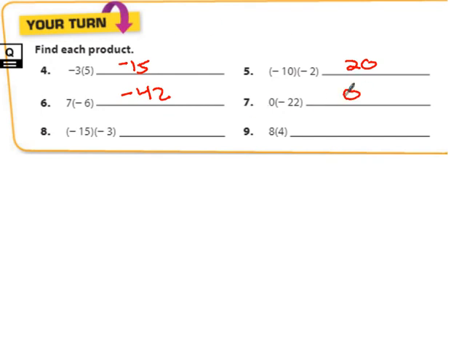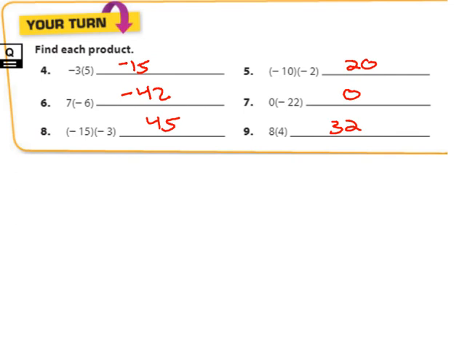0 times anything is just 0. You don't even have to look at the positives and negatives. Negative times a negative is positive. 15 times 3 is 45. And then positive times positive. You guys have been doing that forever. So 8 times 4 is 32. And that's literally it. Okay, there's nothing else to it.